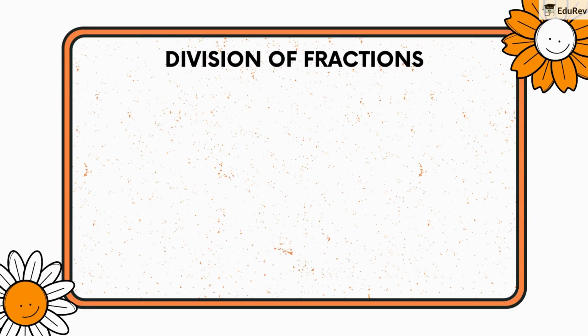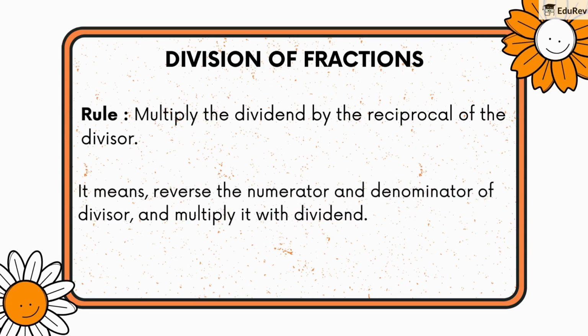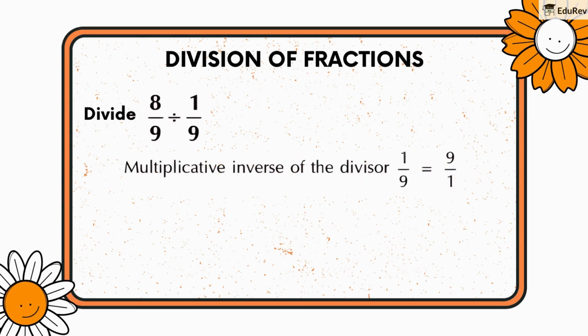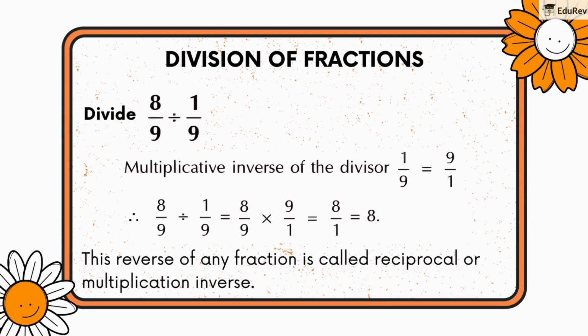Division of fractions. Rule: multiply the dividend by the reciprocal of the divisor. It means reverse the numerator and denominator of the divisor and multiply it with the dividend. For example, divide 8/9 by 1/9. We will reverse 1/9 here to 9/1. Then multiplying it with 8/9, we get 8/1 or 8. This reverse of any fraction is called reciprocal or multiplicative inverse.